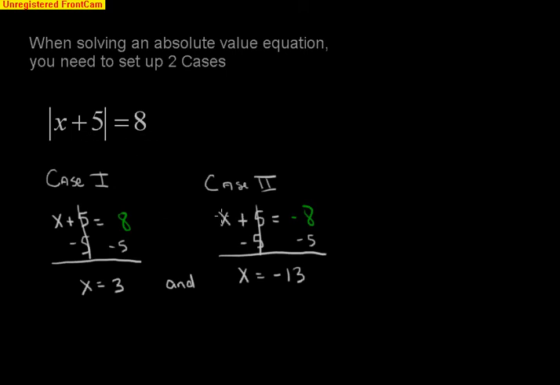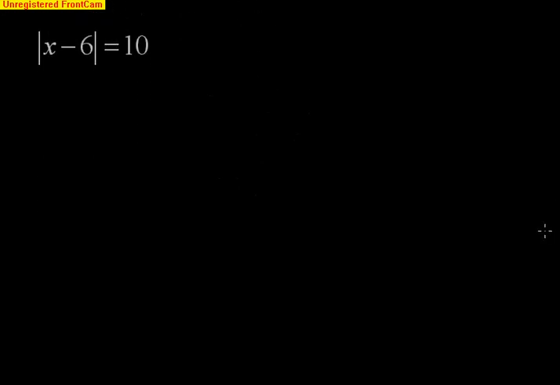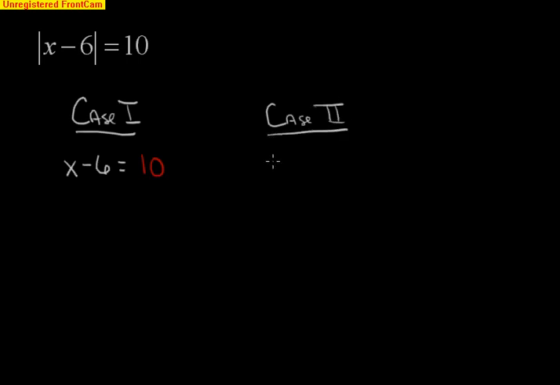So let's look at another one to help us out here. Again, we've got the absolute value of x minus 6 is equal to 10, and we'll set this up as case 1. We'll have x minus 6 is equal to the positive 10. And then over here we'll set up case 2, where we will have x minus 6 is equal to -10. So again, we drop the absolute value and we set one of them equal to the positive answer, one of them equal to the negative answer, and we solve.